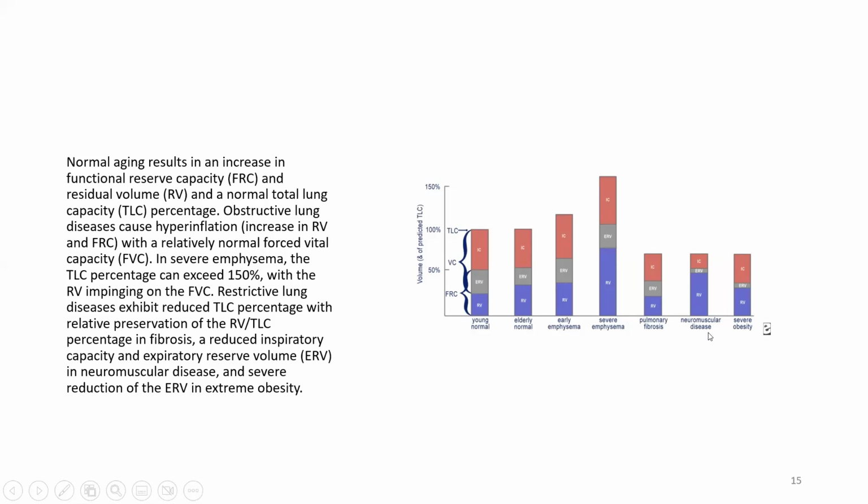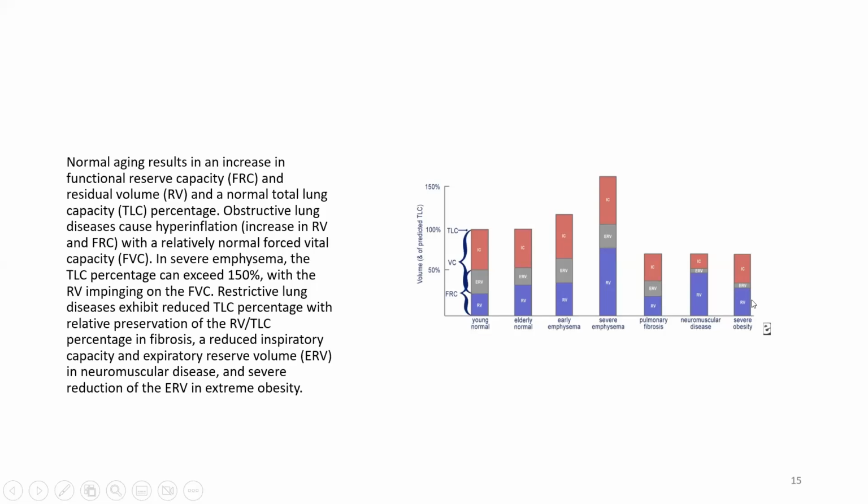Also in neuromuscular disease, which represents a restrictive pattern, the total lung capacity decreased, but here the air is trapped. Residual volume increased, and the expiratory reserve volume is very minimal, which means that the patient cannot exhale the air normally because of the weakness of the respiratory muscles, and the air is trapped in the lung. As you see, residual volume is markedly increased.